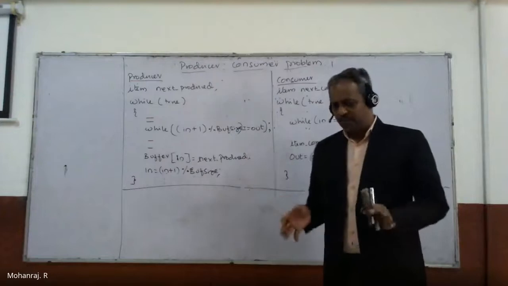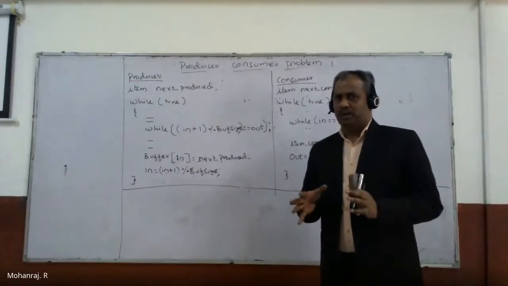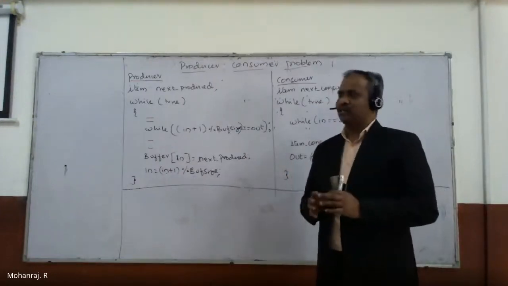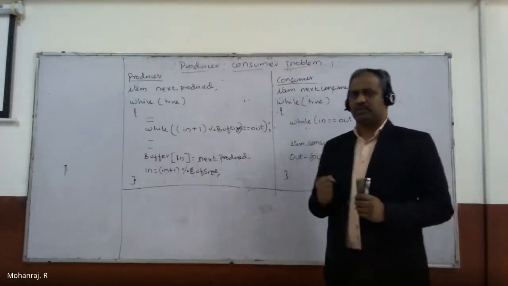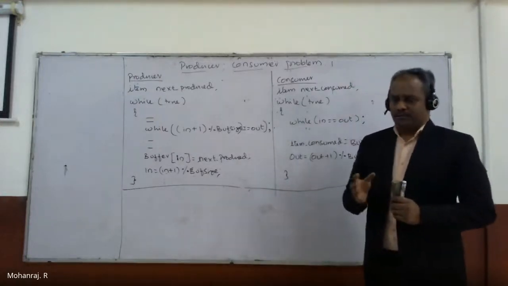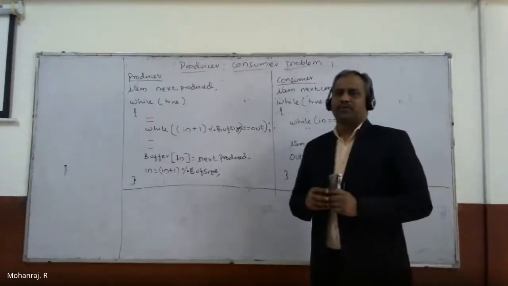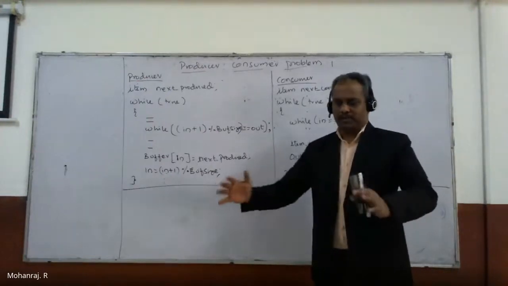Let you assume a scenario. Producers are assigned the task of producing an item, and consumers are allowed to consume it. Now, let you assume a situation. They do have a space.